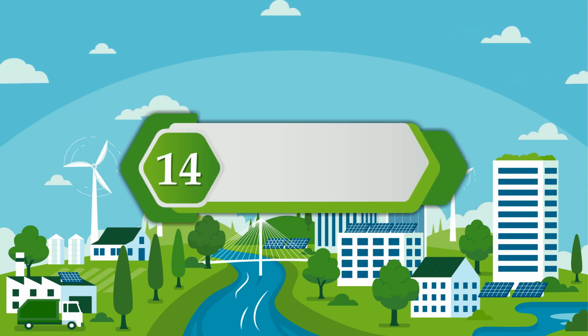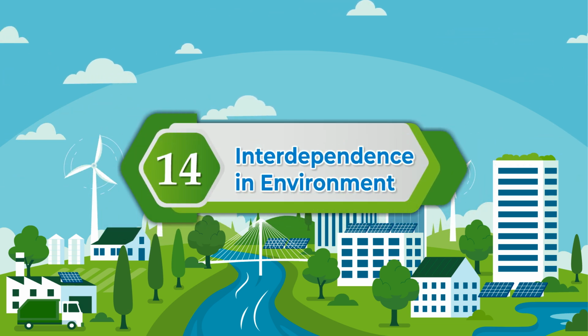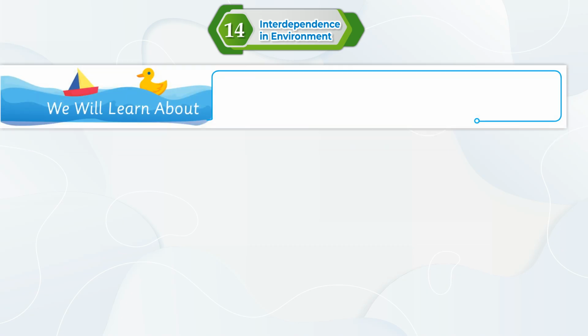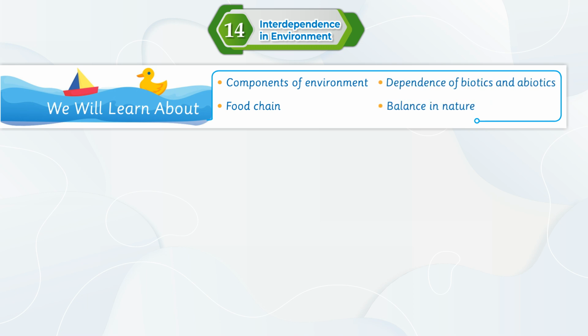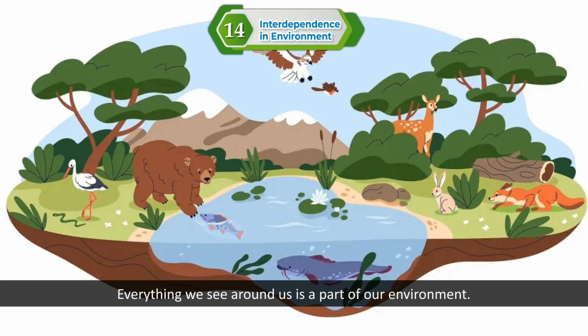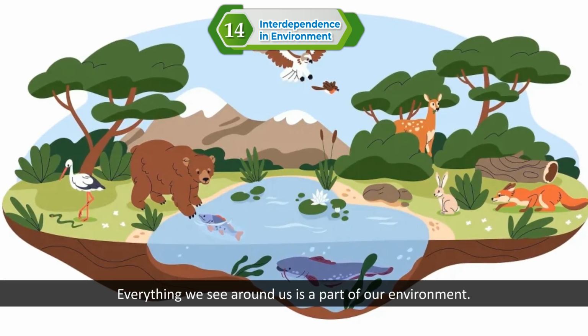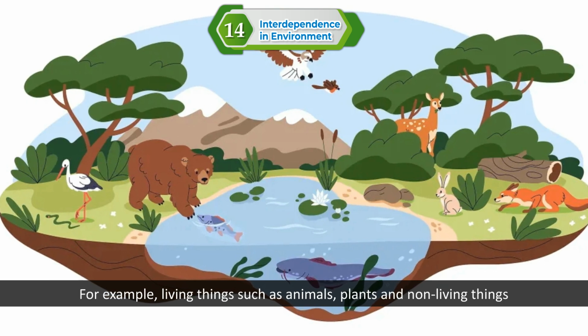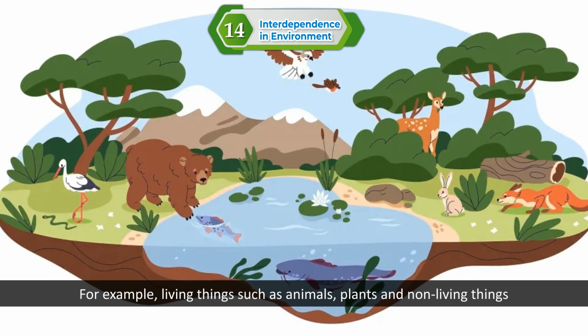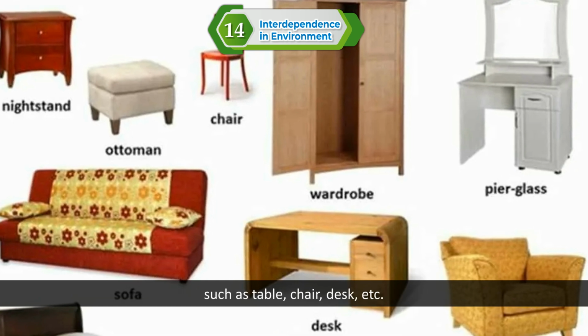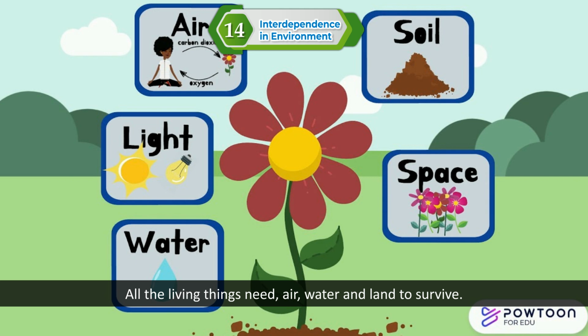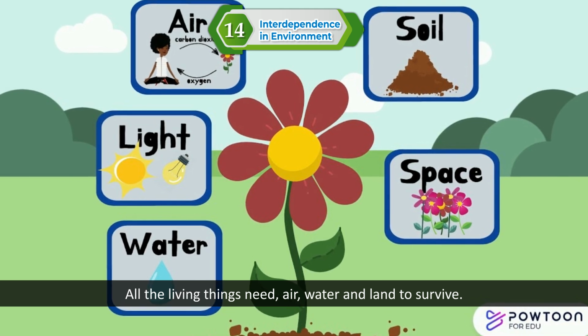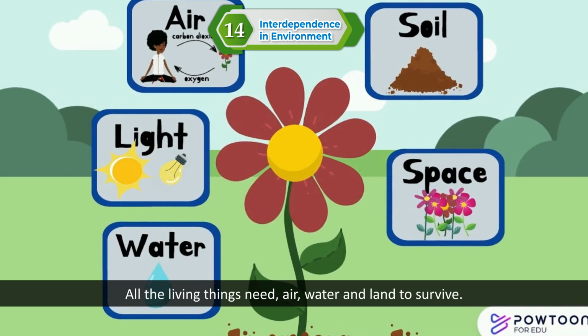Chapter 14. Interdependence in Environment. We will learn about components of environment, food chain, dependence of biotics and abiotics, balance in nature. Everything we see around us is a part of our environment. For example, living things such as animals, plants and non-living things such as table, chair, desk, etc. All the living things need air, water and land to survive.